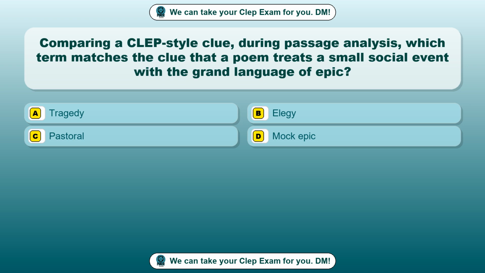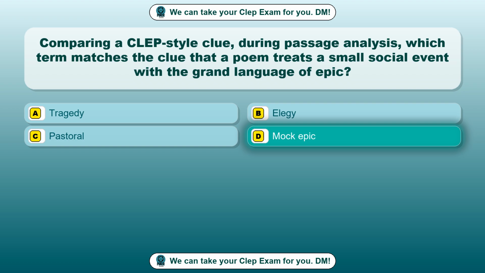Question 11. Comparing a CLEP-style clue during passage analysis, which term matches the clue that a poem treats a small social event with the grand language of epic? Option A, tragedy. Option B, elegy. Option C, pastoral. Option D, mock epic. The correct answer is option D, mock epic.